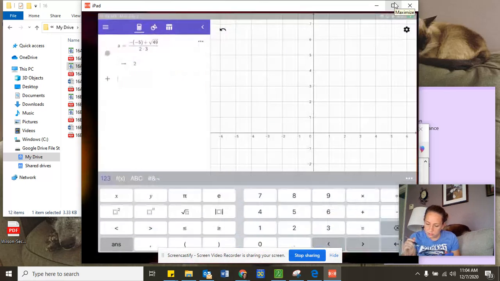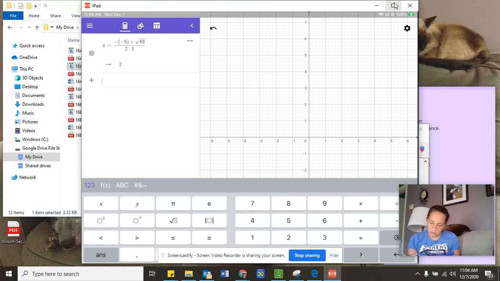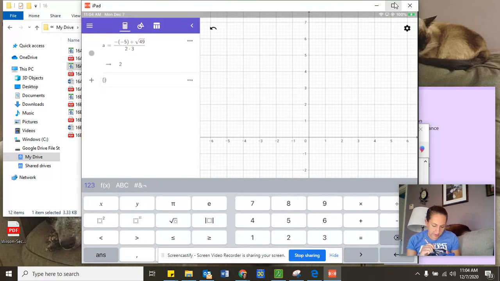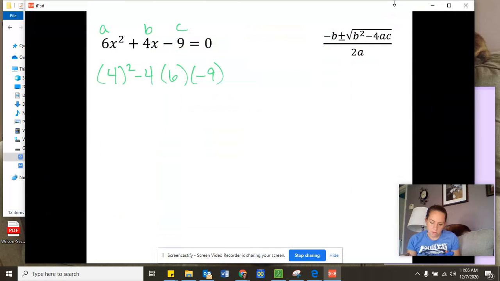4 squared, 16. Okay. Parentheses, 4 squared minus 4 times 6 times negative 9. Enter. Right. So the discriminant was 232. That's my discriminant. So now I'm going to take that and plug that into the quadratic formula.